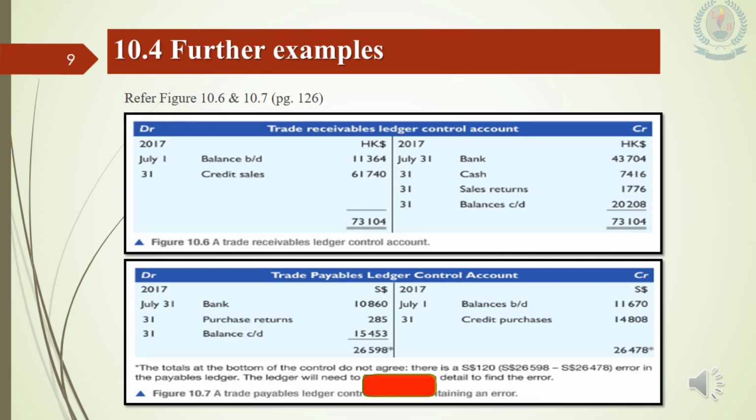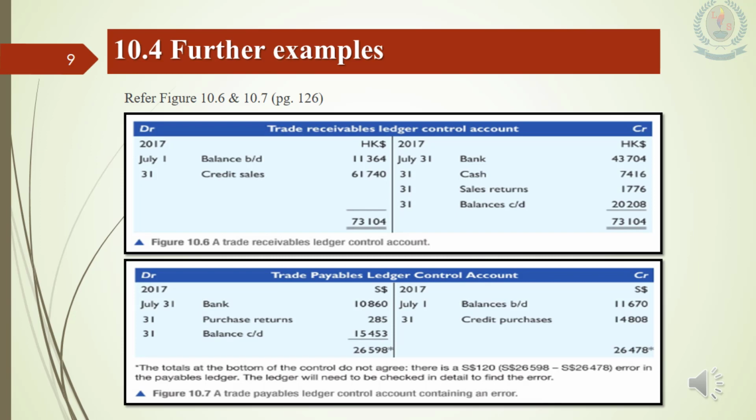Finally, we need to record the closing balance given. Since the balance b/d is a debit balance, balance c/d should be credited. Now total both sides. Both the totals should balance if you have done the account correctly. Refer to figure 10.6 for more understanding.